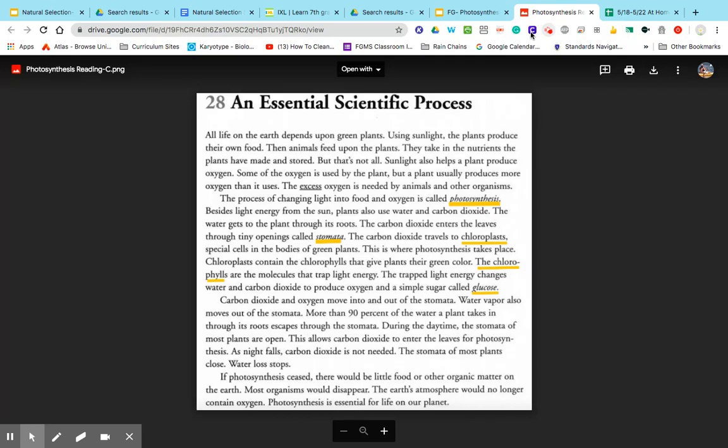During the daytime, the stomata of most plants are open. This allows carbon dioxide to enter the leaves for photosynthesis. As night falls, carbon dioxide is not needed. The stomata of most plants close. Water loss stops. So here's a question for you. Why do you think that the stomata close at night? Why is carbon dioxide not needed?